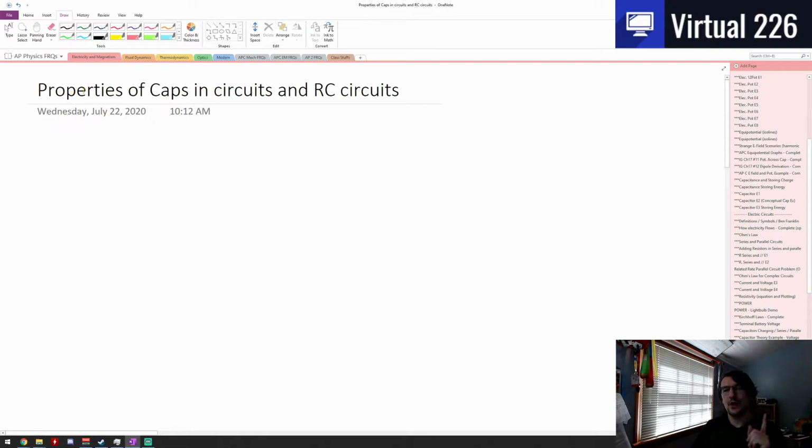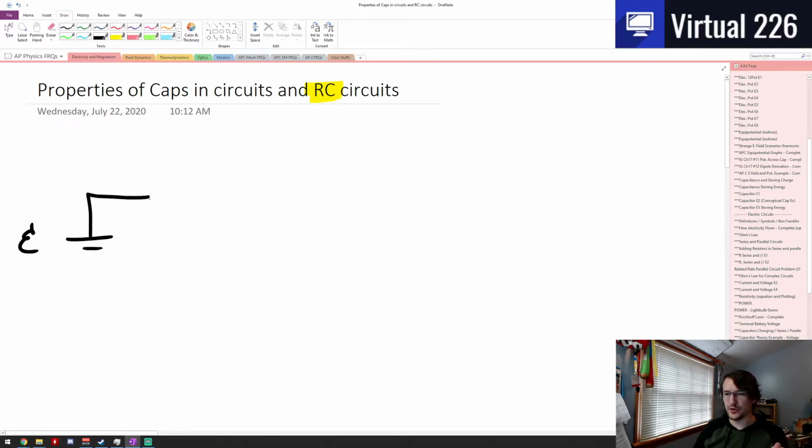Superheroes. Okay, we're looking at the properties of capacitors in circuits, but with resistors. So we're going to call these RC circuits, the resistor capacitor circuits. So let's take a look at this. Let us set up a circuit with some EMF, some voltage source, a resistor, and then a parallel plate capacitor. Okay, so here's resistor R, here's capacitor C.